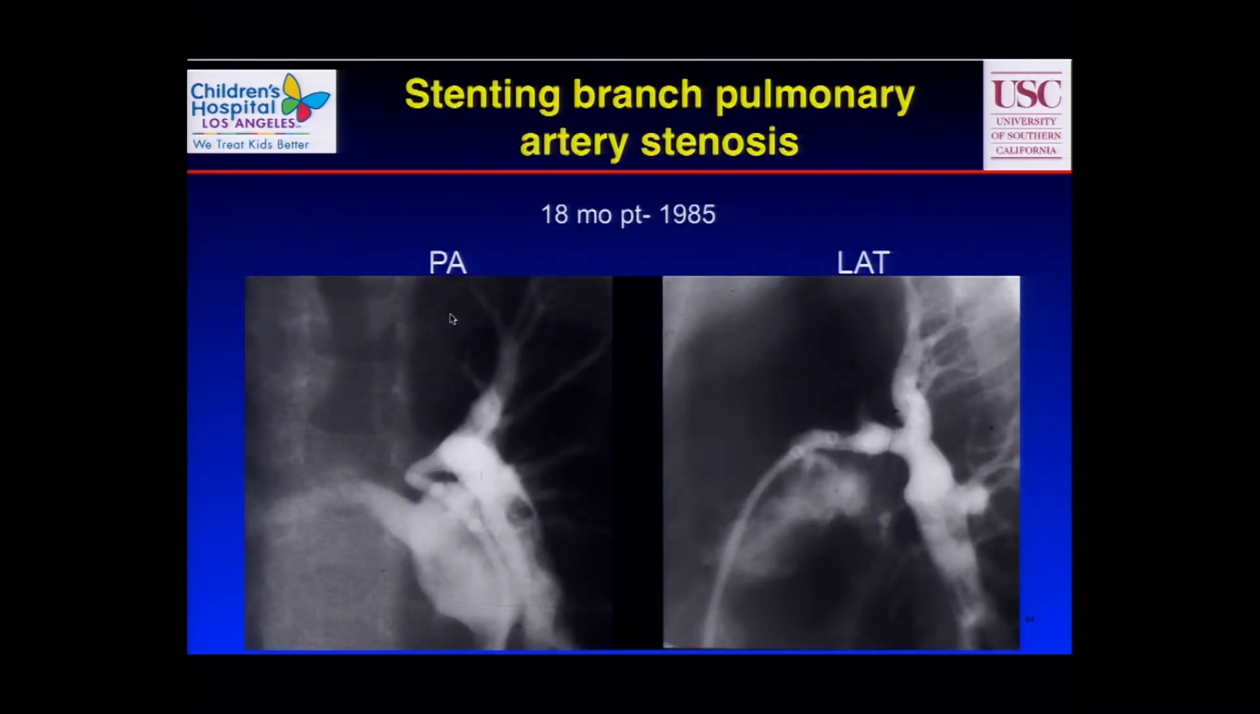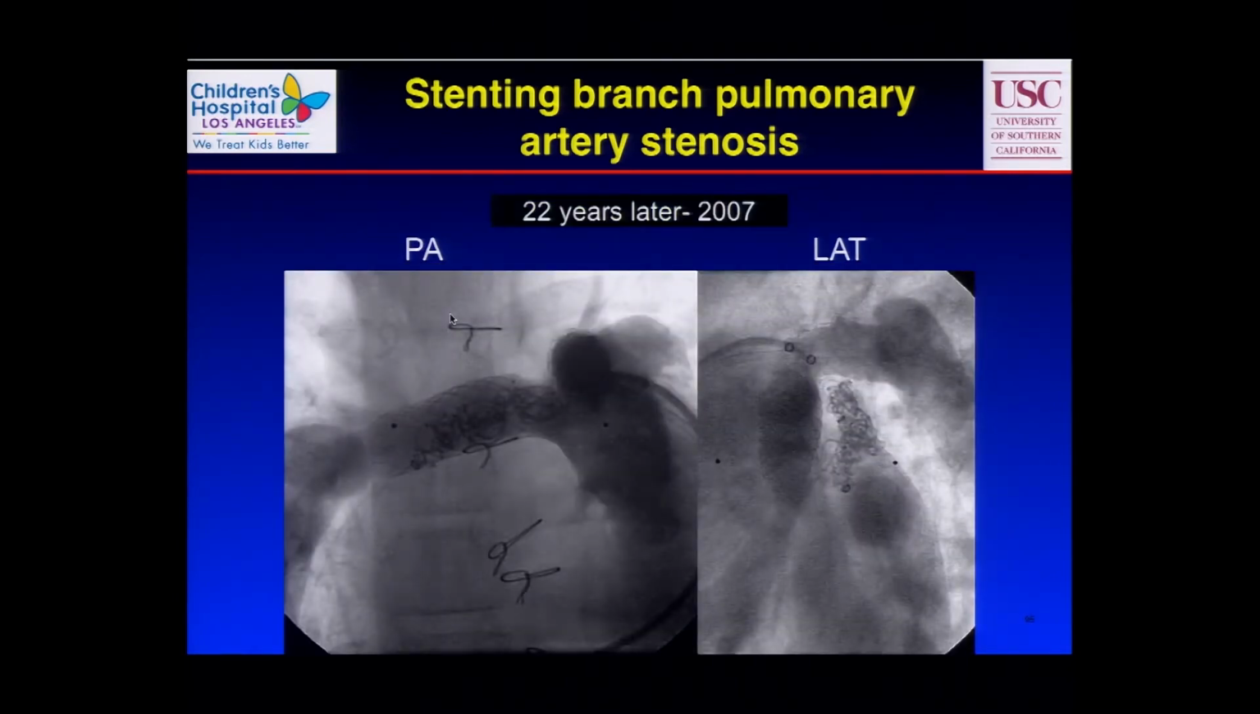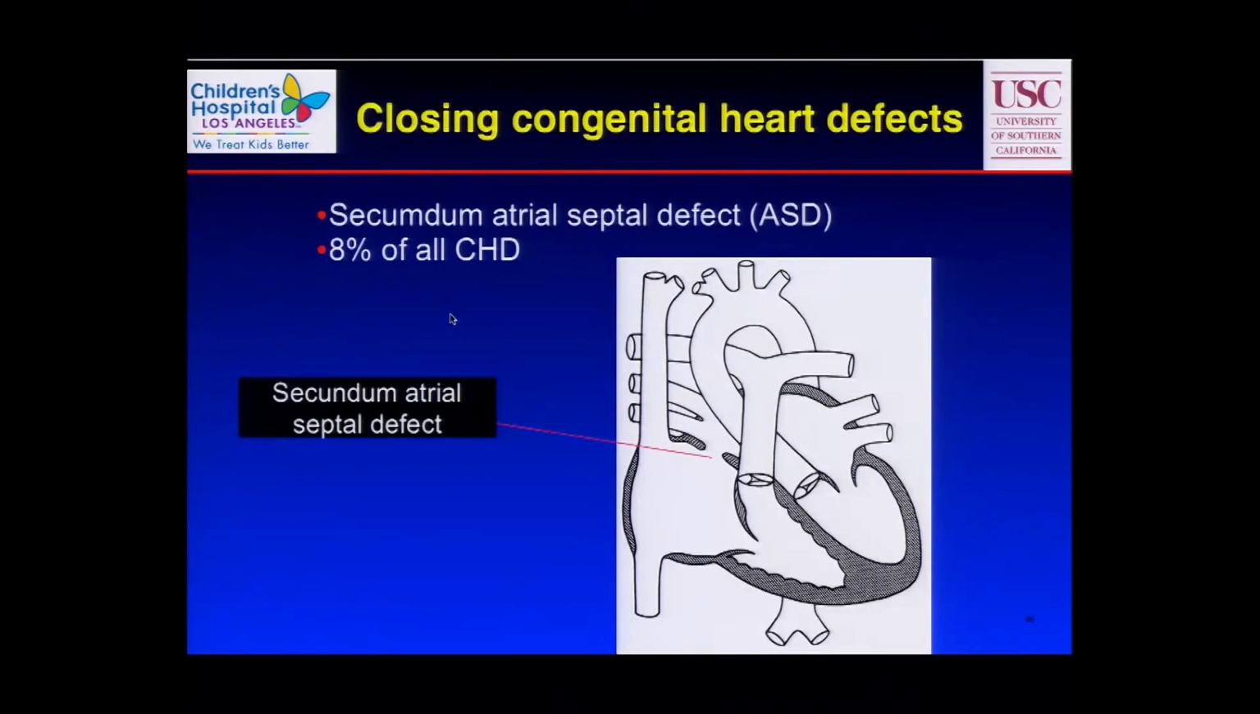So here's just going back to history. 1985, this was an 18-month-old patient with severe stenosis. I got these pictures from Dr. Mullins. You notice back in those days, the contrast is white. Now, using digital, the contrast is dark. So here you see how it's dark now. 22 years later, the stent is still wide open. So stents have had a long history of good use. So we know that this is very effective in the long run.